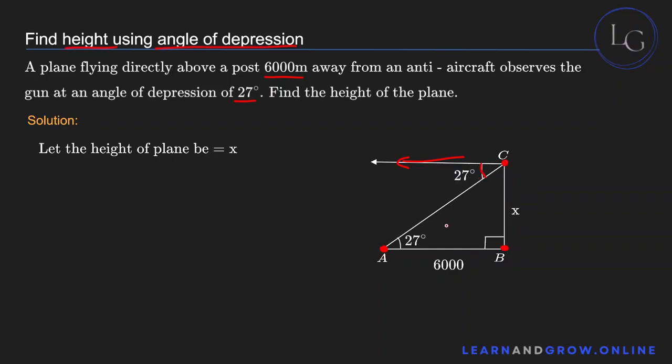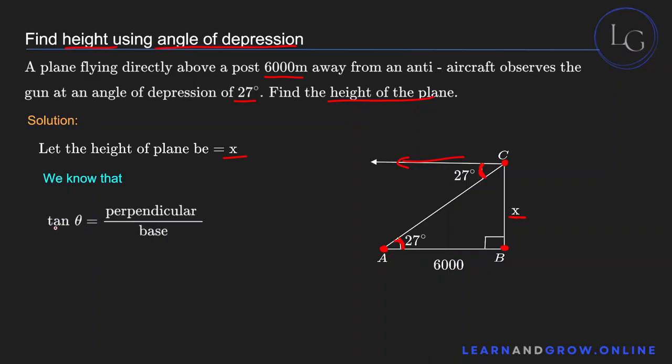And that is equivalent to saying that the angle of elevation that the gun makes to look directly at the aircraft is also 27 degrees. These are alternate angles, right? But they're equal. The angle of depression over here is equal to the angle of elevation over here. Okay? And let's say that the height of the plane is x. So this is the height of the plane from the ground, and that is what we have to find.